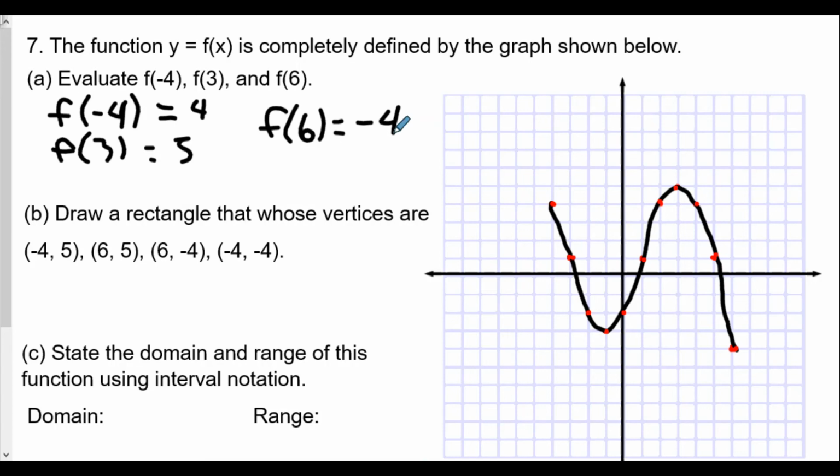Draw a rectangle whose vertices are negative 4, comma 5. So let me just plot those points there. I'm going to use a blue. So negative 4, 1, 2, 3, 4, and then positive 5, 1, 2, 3, 4, 5. So this is going to be our first coordinate. 6, comma 5, 1, 2, 3, 4, 5, 6. 6, comma 5 is up here. 6, comma negative 4 is going to be down here. And negative 4, comma negative 4 is down here.